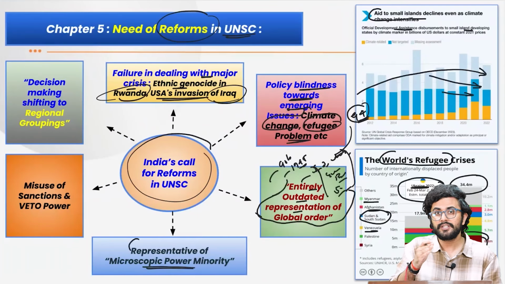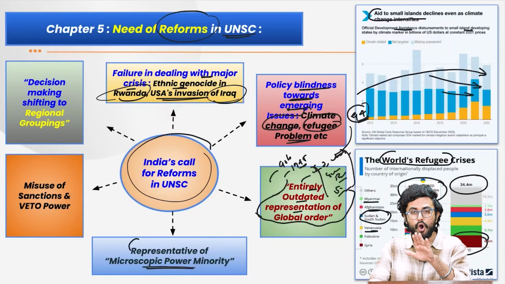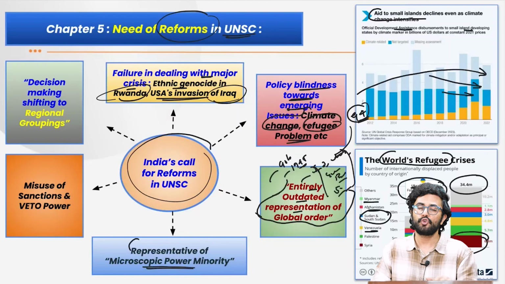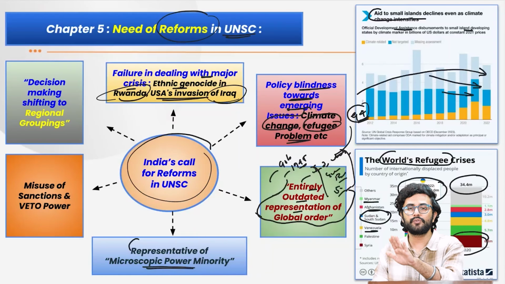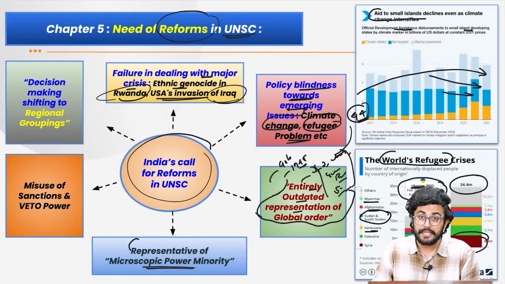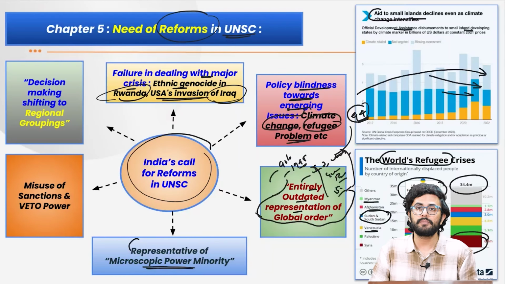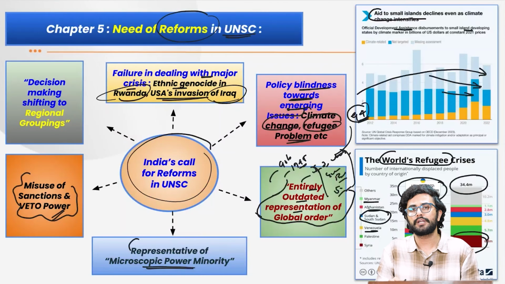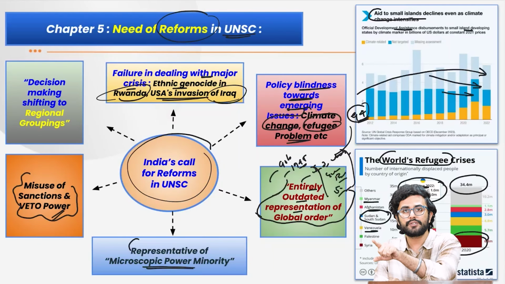There is no representation either to the whole African Union or to any South American, Latin or Caribbean states. No permanent representation is provided in the United Nations Security Council. Then the permanent members have actually misused their sanctions and veto power, as took place in the case of Russia.